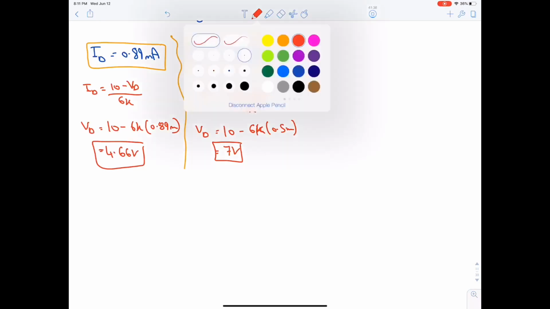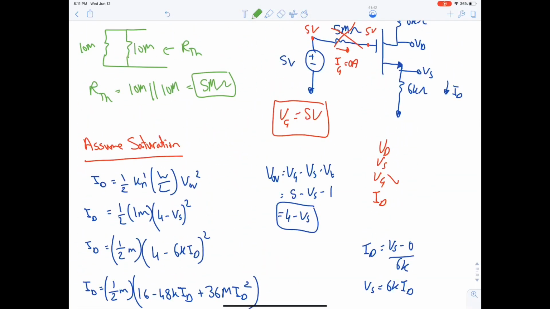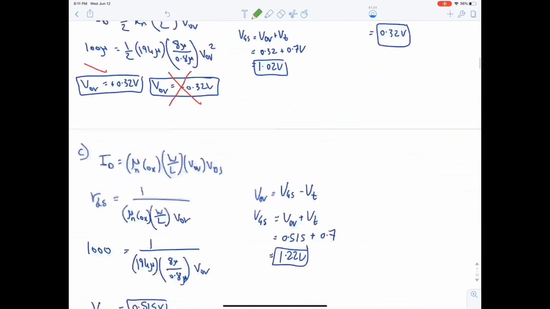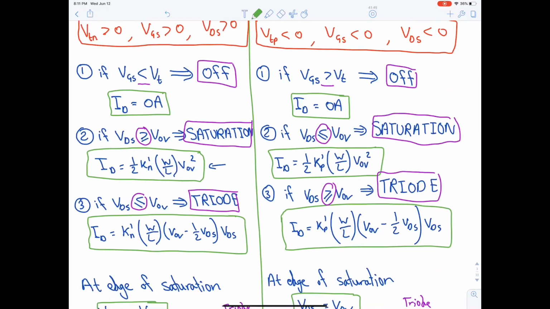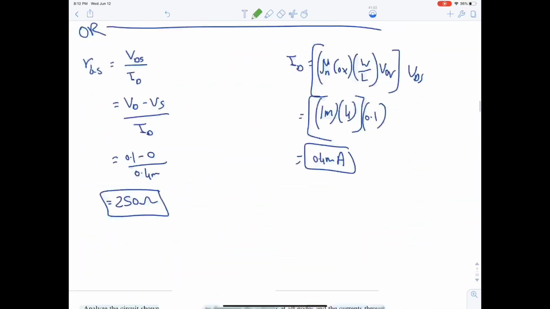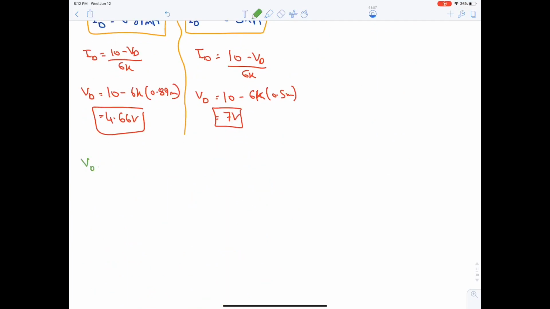Now, what's the check? We said that we have assumed saturation, therefore we need to check for saturation. The check for saturation in NMOS is VDS greater than or equal to VOV. So VD minus VS greater than VG minus VS minus VT. What will happen to S? They will cancel each other out.